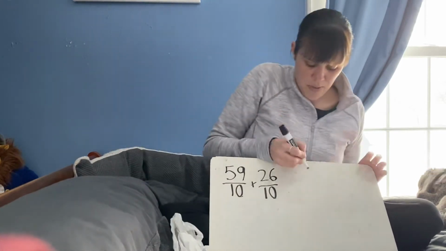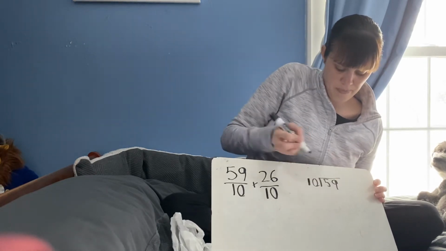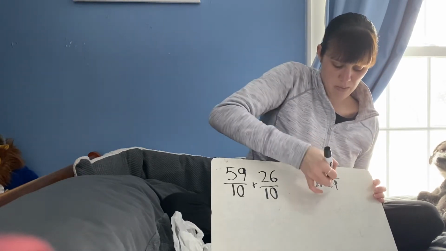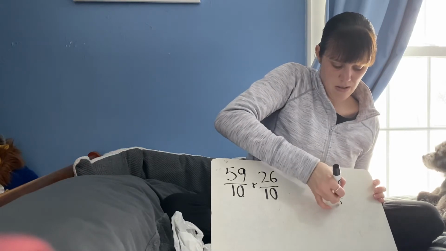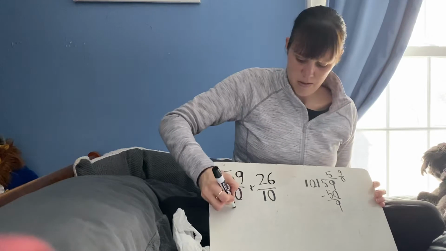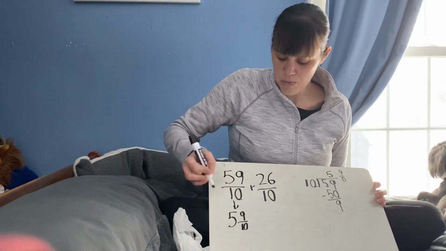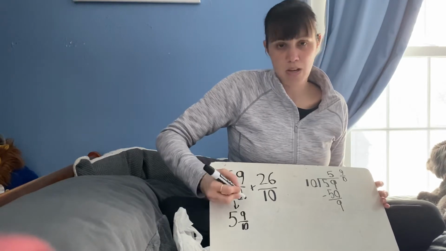All right, let's go off to our side. 10 goes into 59 5 times. 5 times 10 is 50. I subtract, I get 9/10. So this is 5 and 9/10. Remember, you can pull out 10/10 5 times, that's fine.